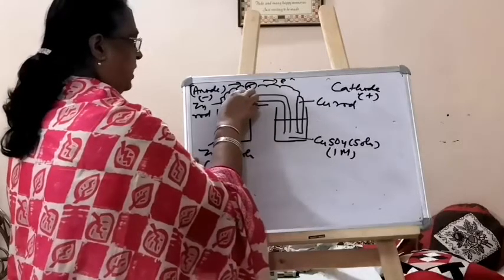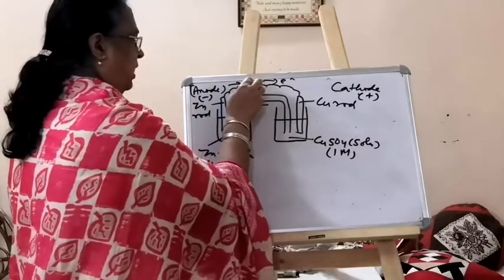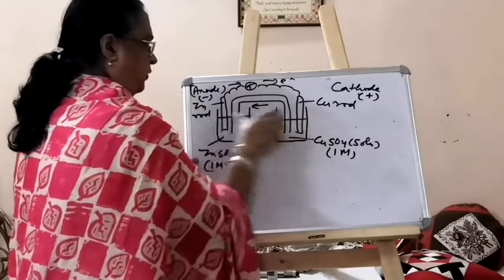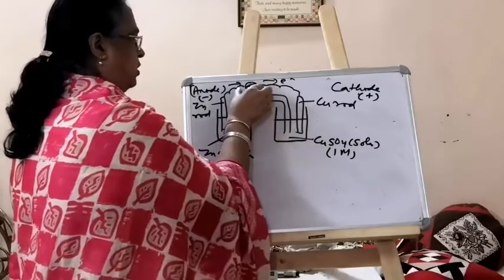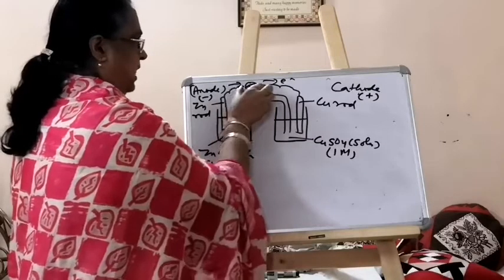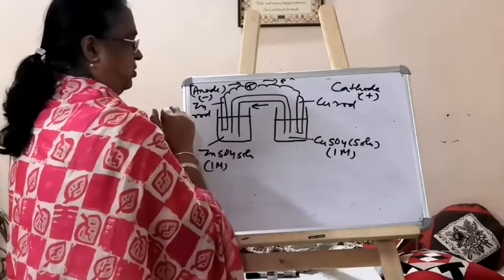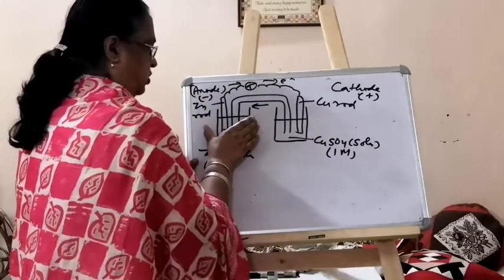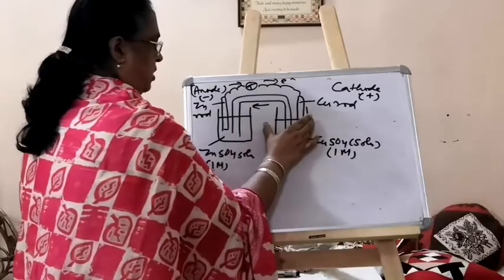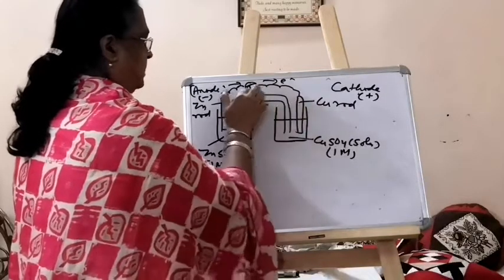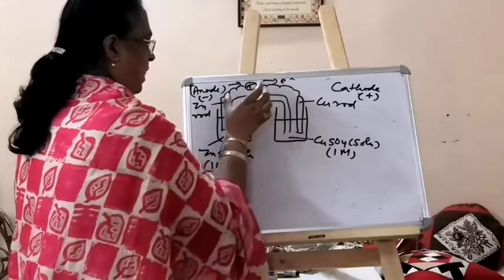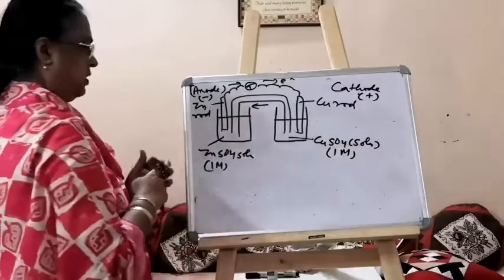The reading which we are getting here is not indicating the electrode potential of either of the two half cells. We are getting the net cell potential. This is the EMF of the cell. It is not the oxidation potential of this one and the reduction potential of this one. No, here we are getting the potential difference between the two.